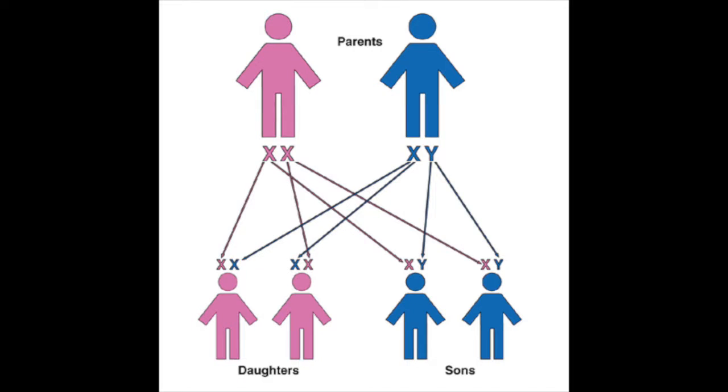Female chromosomes consist of 2 X's, while the males have 1 X and 1 Y. As you see here in the picture, when the father contributes one of his X's to the mother's X, the result is a daughter. On the other hand, when the father contributes a Y to the mother's X, the result is a son.